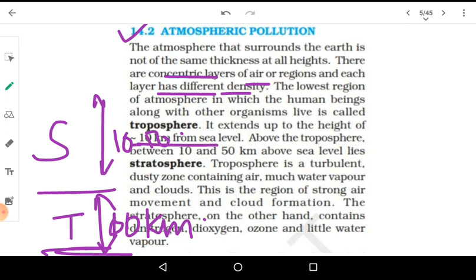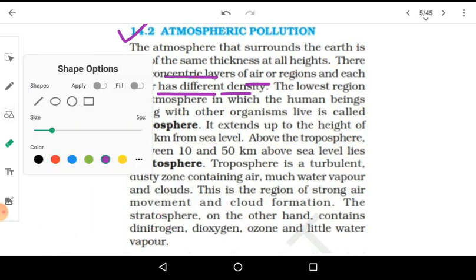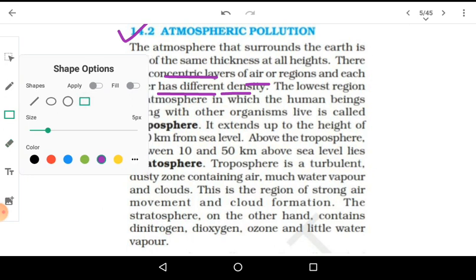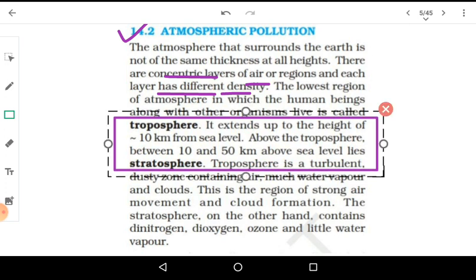Now these are the two important layers where pollution is happening. So let us see what is happening in the troposphere and also in the stratosphere. First of all, let's understand the features of troposphere and stratosphere. We have studied the altitude at which both of these layers are present. Troposphere extends up to a height of 10 km from the sea level, and above the troposphere, between 10 to 50 km, lies the stratosphere.